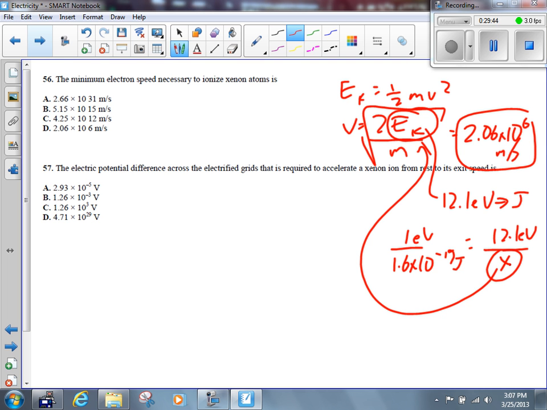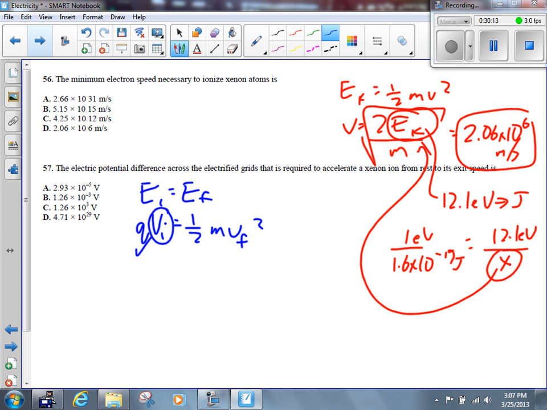Don't overlook the obvious. Now, question 57, where we're asked to find the potential difference necessary to accelerate the xenon ion. This is where we're going to do what I thought we were going to do in 56. This is where we're going to say it's like a car going down the hill. We start off with potential energy at the top of the hill. We end up with kinetic energy at the bottom of the hill. So mgh becomes qV, and I sub in my numbers to solve for V.